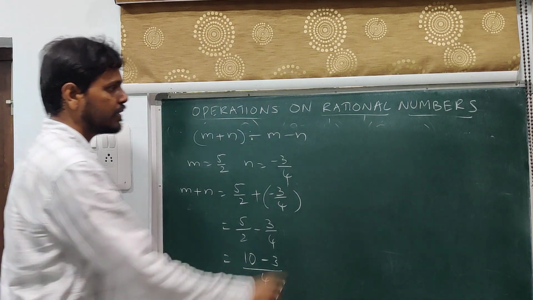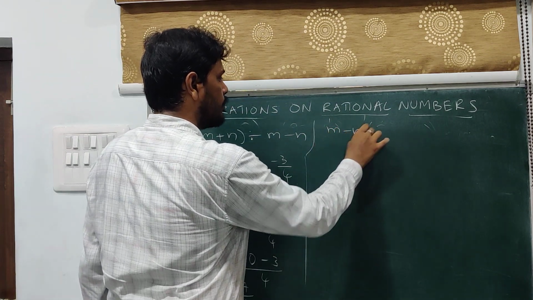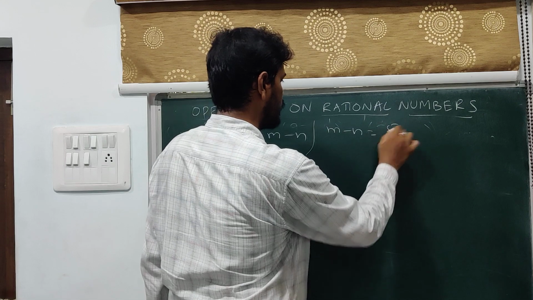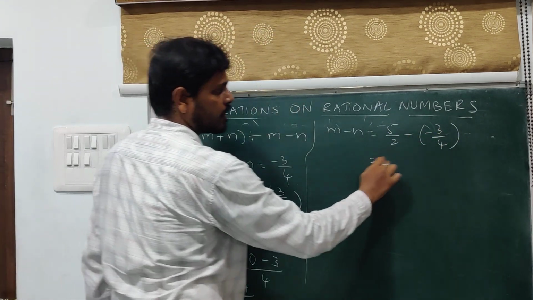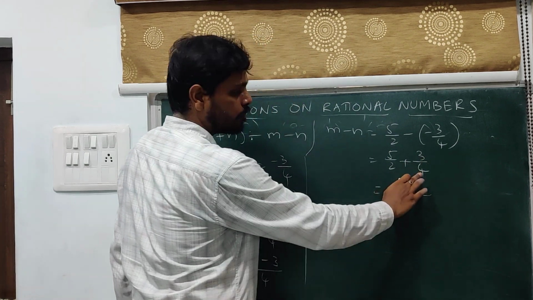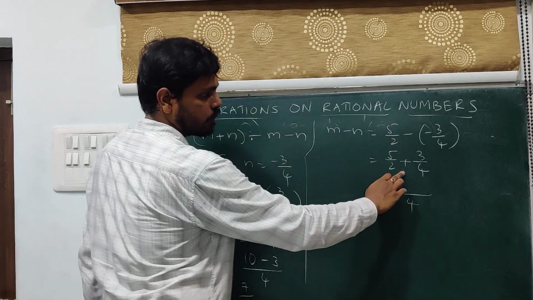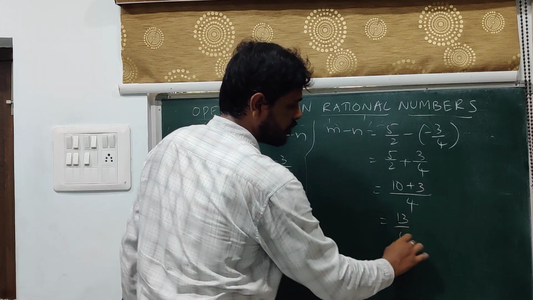Similarly, we calculate m minus n. So m minus n, m is 5 by 2, minus n is minus 3 by 4. So minus into minus is plus, 5 by 2 plus 3 by 4. The LCM of 2 and 4 is 4, 2 2s are 4, 5 2s are 10, plus 3, so this is 13 by 4.